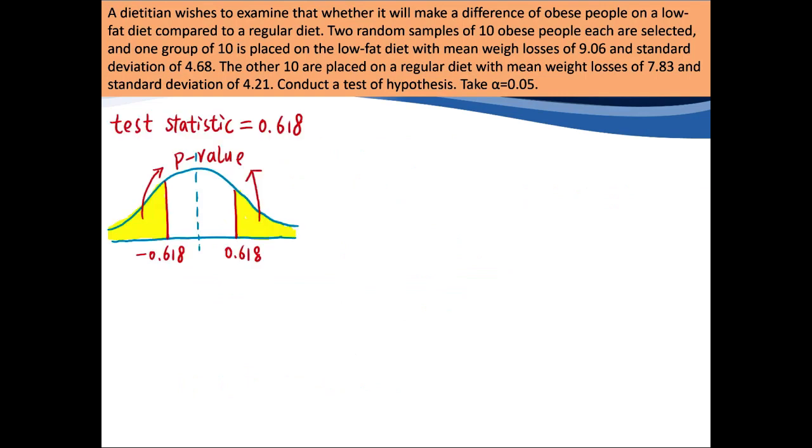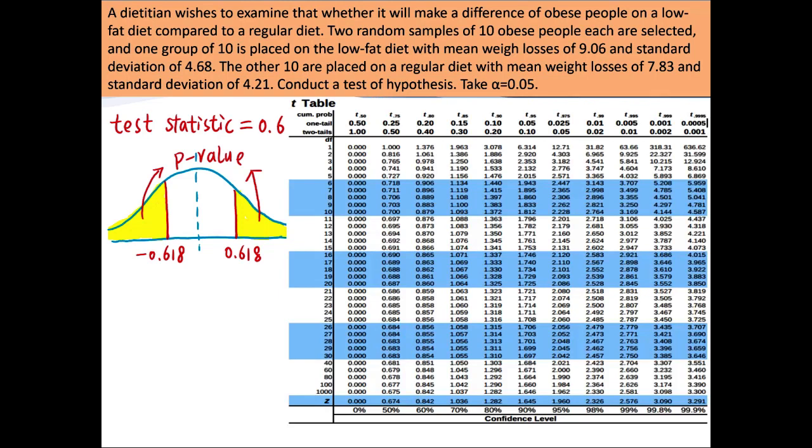So first, let's show the picture of the p-value. The starting point is test statistic 0.618. And remember, this is a two-tails problem, so the p-value will be two sides. And to find the p-value, we will use the t-table. And the degree of freedom is N1 plus N2 minus 2, 18. So you need to look at row 18.